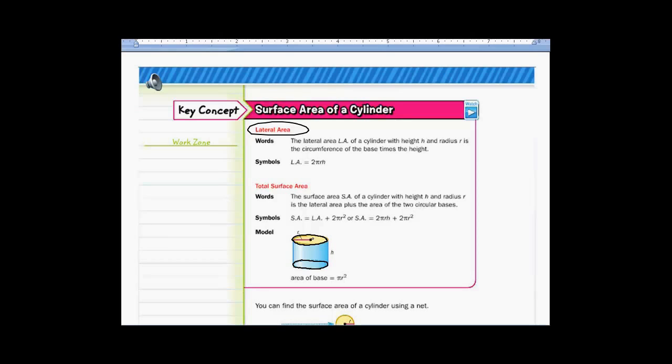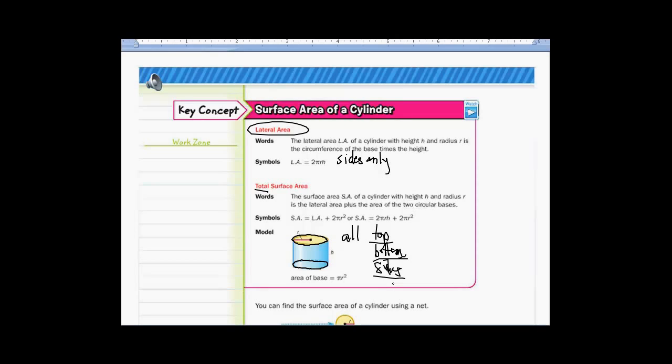Please make sure you know that difference. So lateral, sides only. And total surface area is all of it put together. Top, bottom, and sides. So top, bottom, sides would give you total surface area.